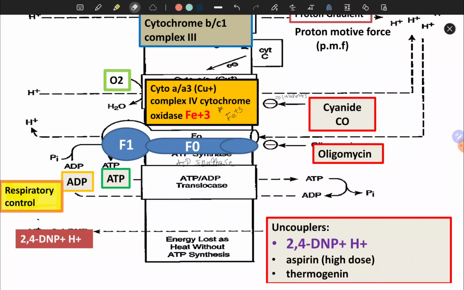Transfer ATP back to the cytoplasmic side to be reused by the organ. Okay? So it translocates the ATP.